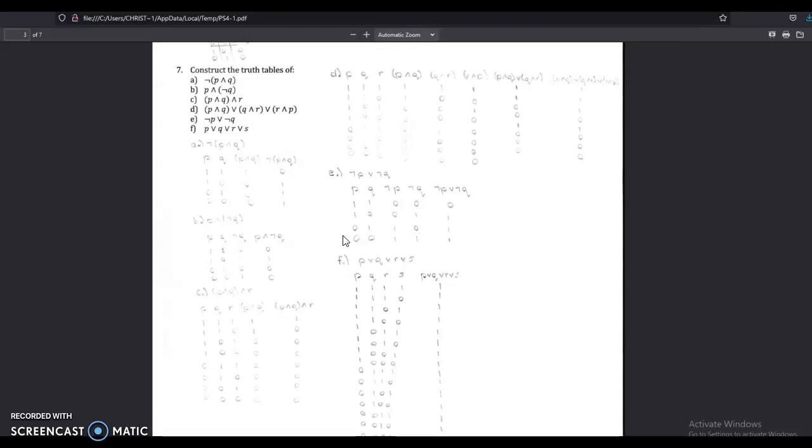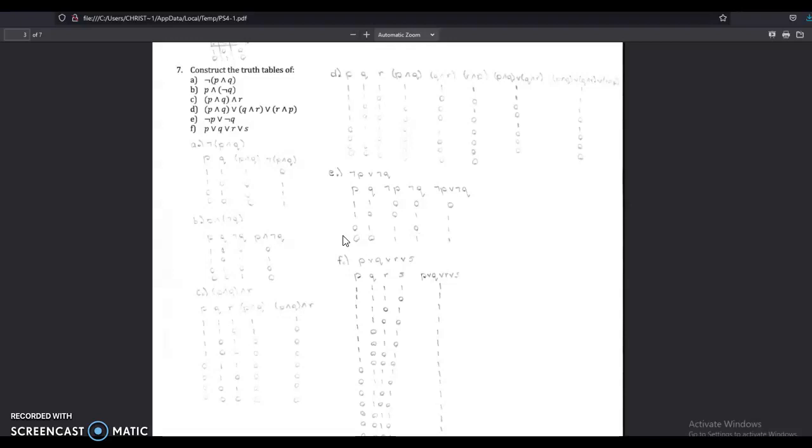So P is going to be true, true, false, false. Q is going to be true, false, true, false. So P and Q, where they're both true, is going to be true, false, false, false, or 1, 0, 0, 0. And then when they are not true, this is going to be the opposite of our third column. So it's going to be 0 in the beginning, 1, 1, 1, or false, true, true, true.